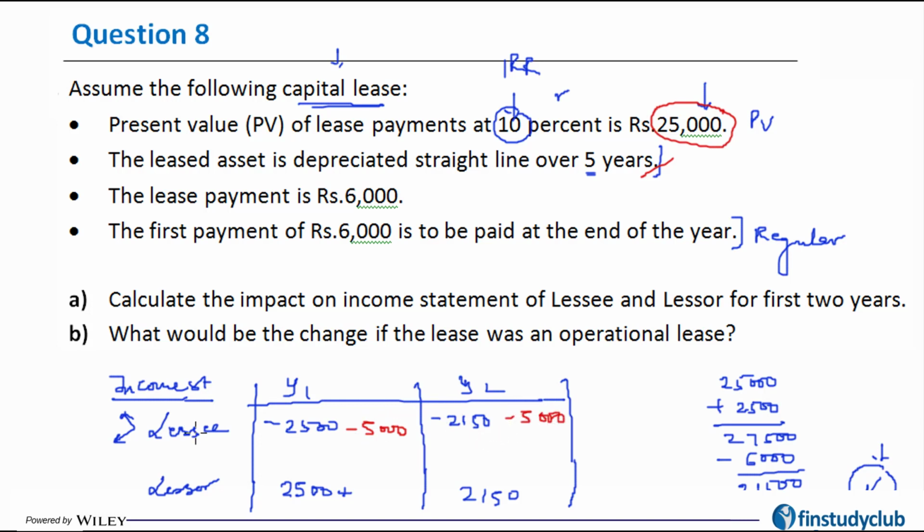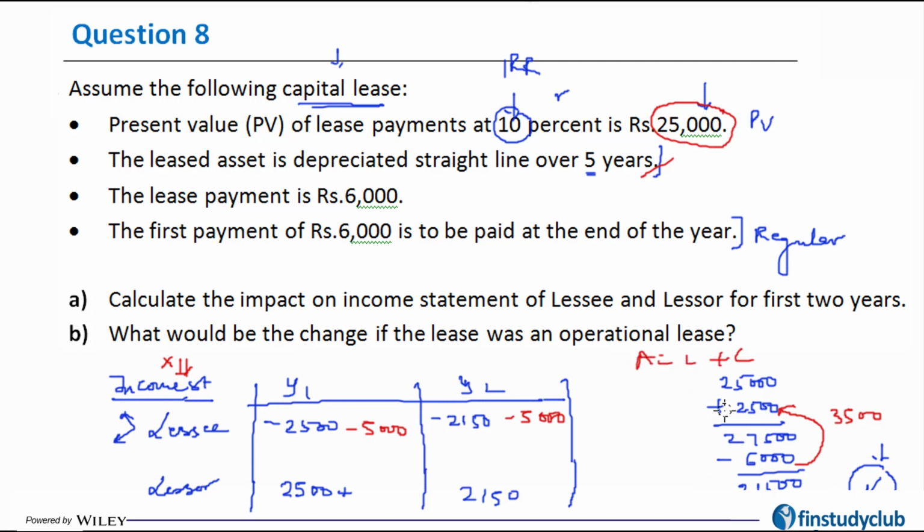Okay, so that's your impact on the income statement of the lessee and the lessor if it was a finance lease. What you have to appreciate is that out of 6,000, 2,500 is the interest and 3,500 is the principal repayment. Now principal repayment is something which will not come in your income statement. That is something that will get deducted from the loan liability, like the case here.